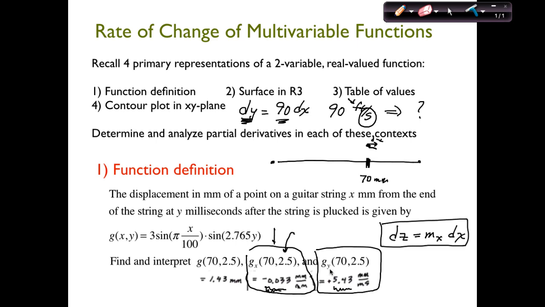And then the opposite here. Here now we're holding the distance constant and we're letting time change a little bit. And this multiplier tells us how much the displacement changes for that change in time.